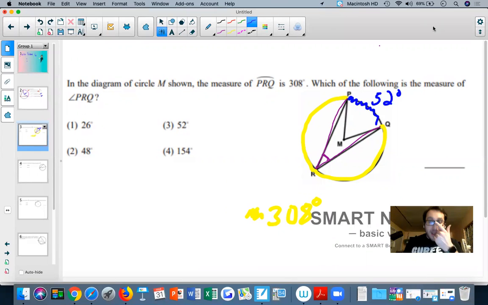All right, so anyway, now we got the blue region. The blue region says, hey, this intercepted arc is 52 degrees. Well, remember, we want to find the measure of PRQ. PRQ is an inscribed angle. So the angle is half the measure of the intercepted arc. So half of 52 is 26. So it's 26 degrees.